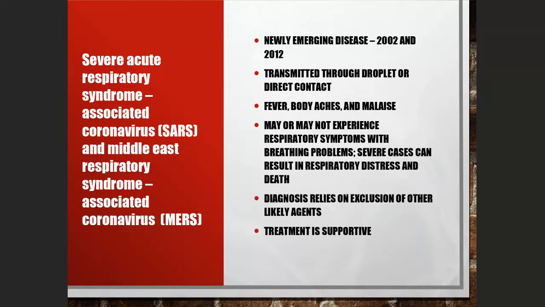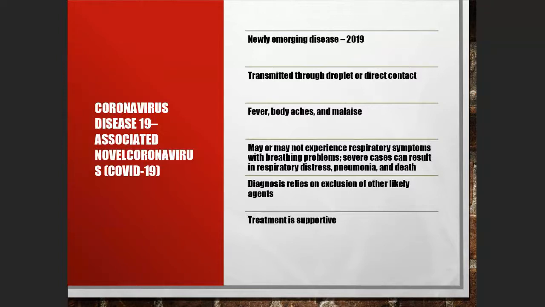Okay, so again, these are some severe types of disease caused by the coronaviruses: SARS in 2002, and then MERS in 2012. And these are the signs and symptoms of this disease, mostly respiratory tract infection. And the problem is, if it attacks the lung, it can cause pneumonia and problems with breathing.